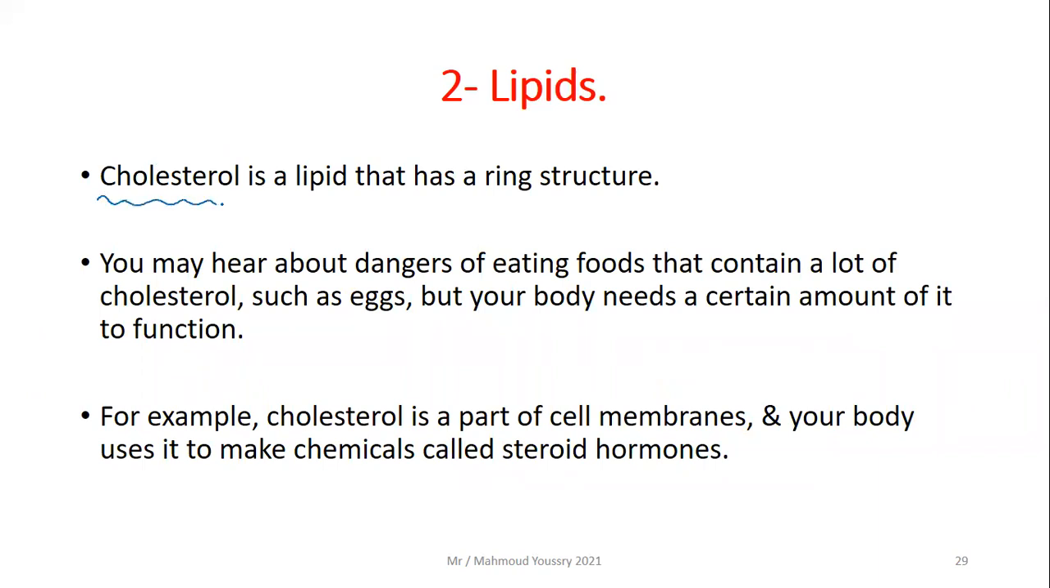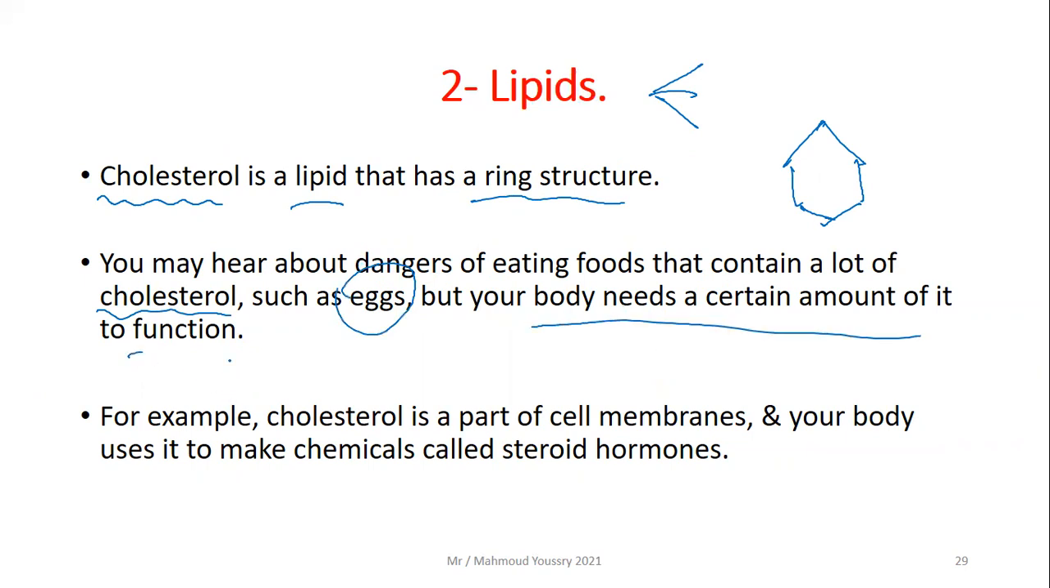Cholesterol is the third type of lipid. We said fats and oils, and cholesterol. Cholesterol is a lipid that has a ring structure. Here we come back to the ring structure of the carbon-based molecules. You may hear about the dangers of eating foods that contain a lot of cholesterol, such as eggs. But actually, your body needs a certain amount of cholesterol to function.